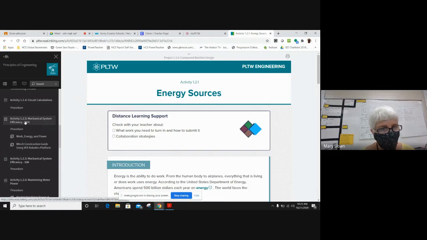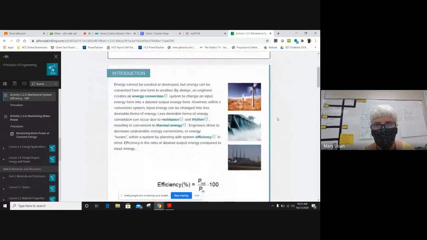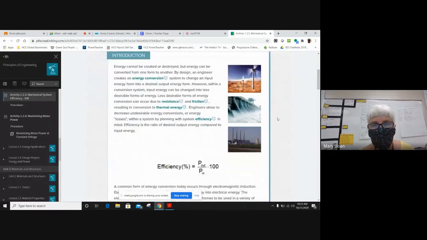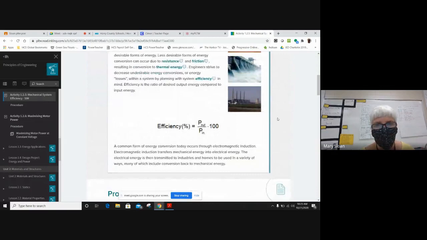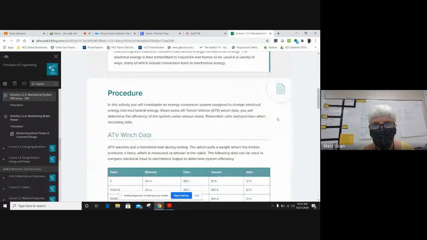So now what you're going to do is go to 1.2.5. So when you open this up, it's going to give you some information about energy conservation, like we talked about yesterday. It's also going to give you a formula for efficiency percentage, which is your power out divided by your power in times 100. And then it's going to give you data.